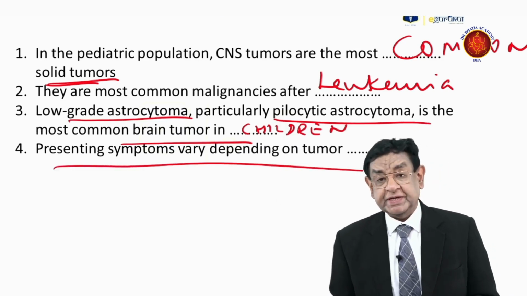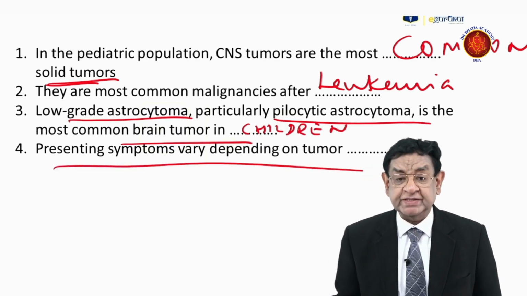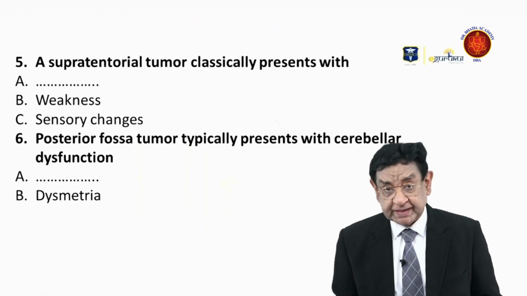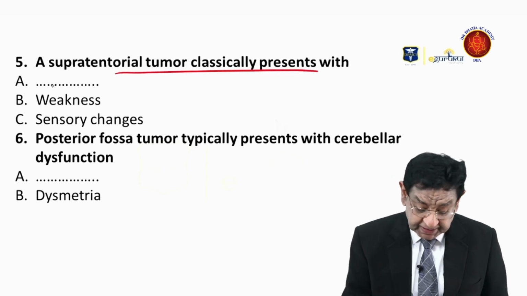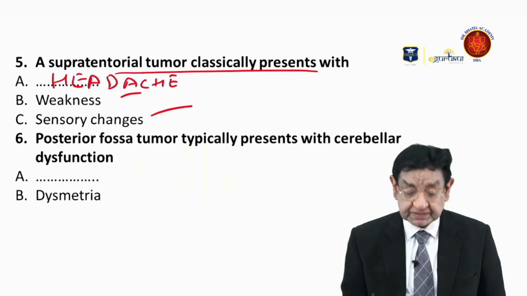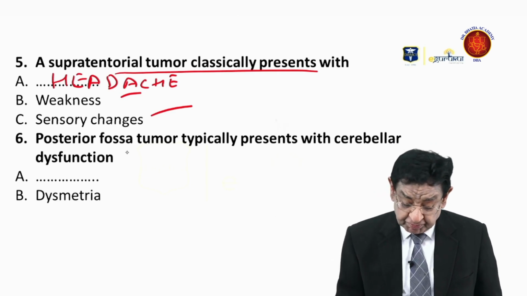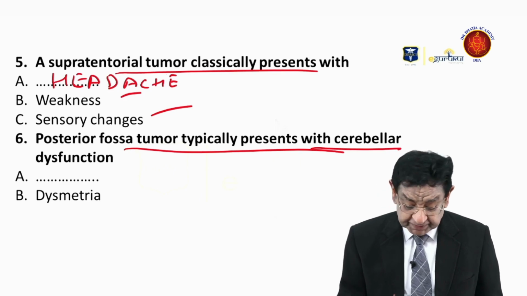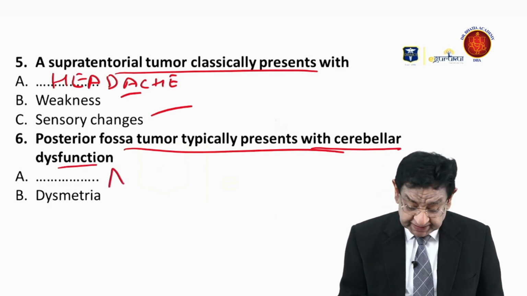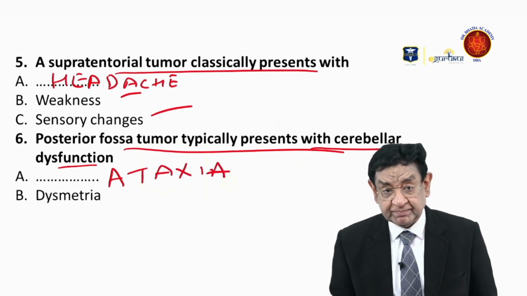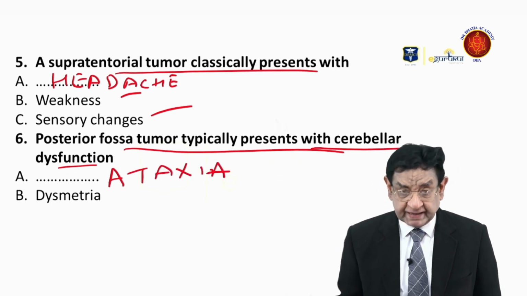And of course, presentation depends on the site at which the tumor is present. As I told you, supratentorial tumors classically come with headache. Weakness and sensory changes can be there. Posterior tumors, which are usually infratentorial, usually present with cerebellar dysfunction. They come with ataxia due to involvement of the cerebellum, and dysmetria. Of course, headache can be there.